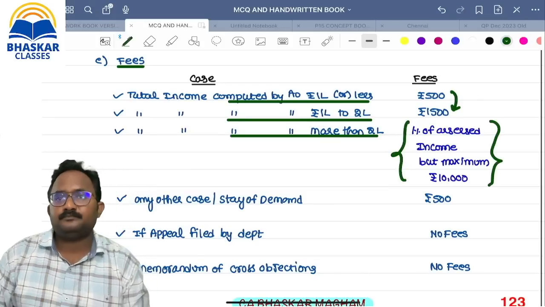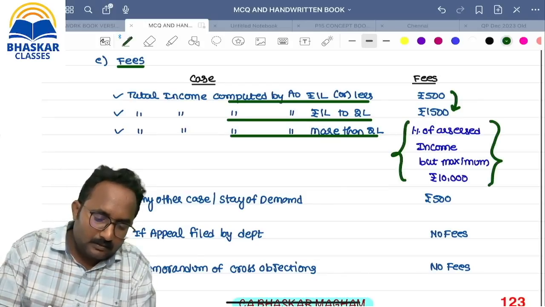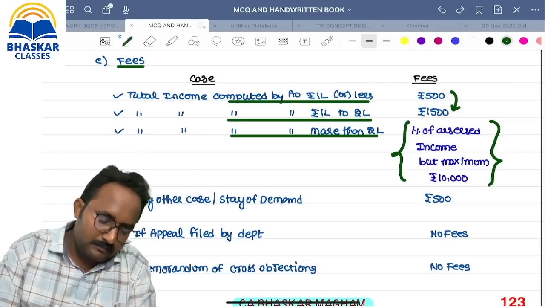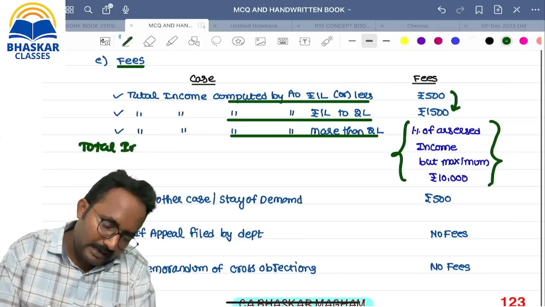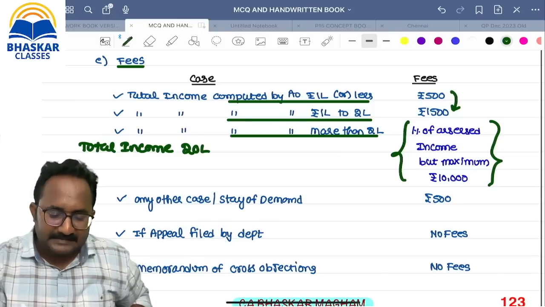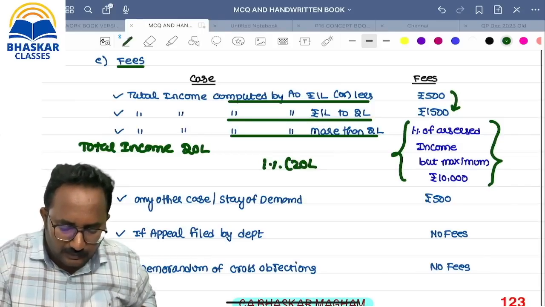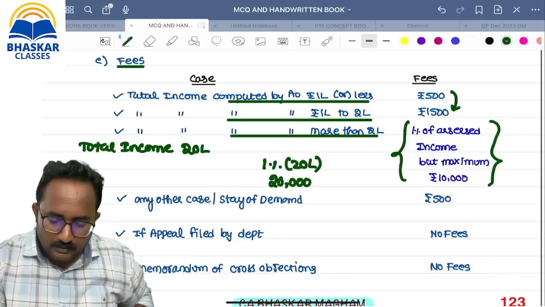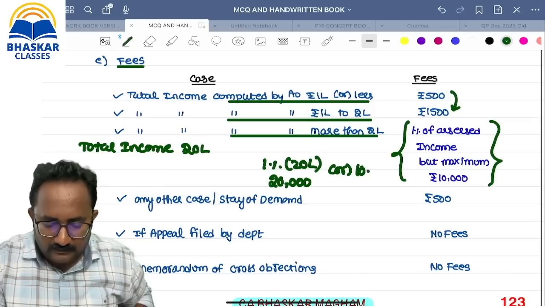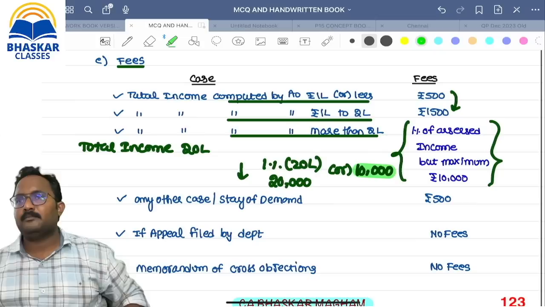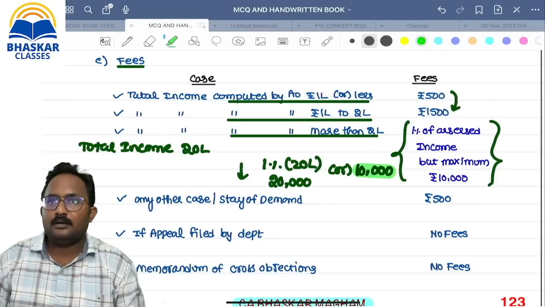Shall we calculate? Your total income computed by AO is 20 lakh. Now, can you tell me what fees we are going to pay? 1% of 20 lakh. Can you tell me 1% of 20 lakh? Yes, or 10,000, whichever is lower. Which one is lower? 10,000. This is the fees you are going to pay. Are you clear? Next one.